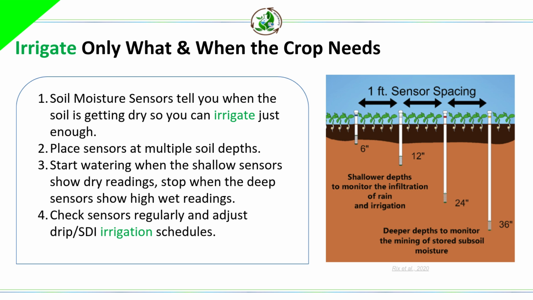Finally, check sensors regularly and adjust your drip or subsurface drip irrigation schedules as needed, because conditions like rainfall, temperature, and plant growth can change water requirements.